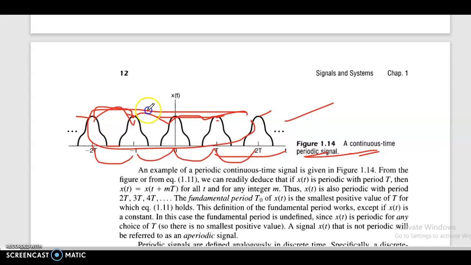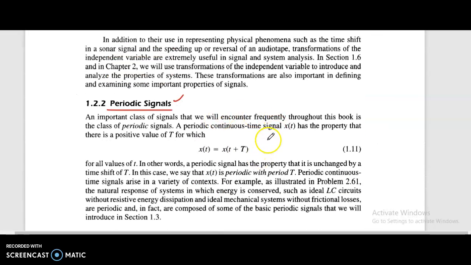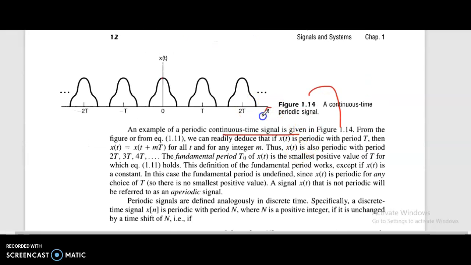Continuously coming the same. An example of a periodic continuous time signal is given in figure 1.4, or from equation 1.11, that is x of t equals x of t plus T. This is for a periodic signal with period capital T. This is for time on the x-axis, small t, and capital T is the period.